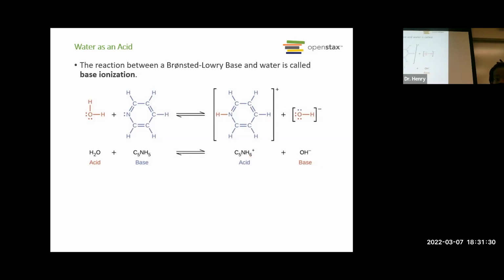Clear this. So in this case, this is acting as our base. And so water's going to be donating its proton to this base. And so then we get this guy, the conjugate acid. So if we think about the pairs, the pairing, this is going to be my pair. So that's going to be the base. This is going to be the acid. This is going to be the acid. This is going to be the base.